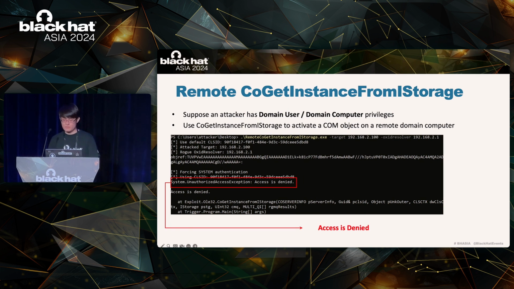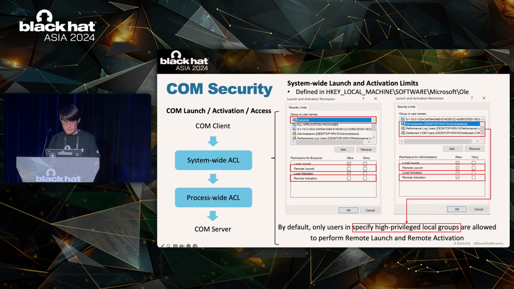Suppose we have compromised a normal domain account. We can authenticate to any domain computer. But when we try to use CoGetInstanceFromIStorage to activate a COM object on a remote domain computer, we get an access denied error. That's because of the default COM security restrictions in Windows.